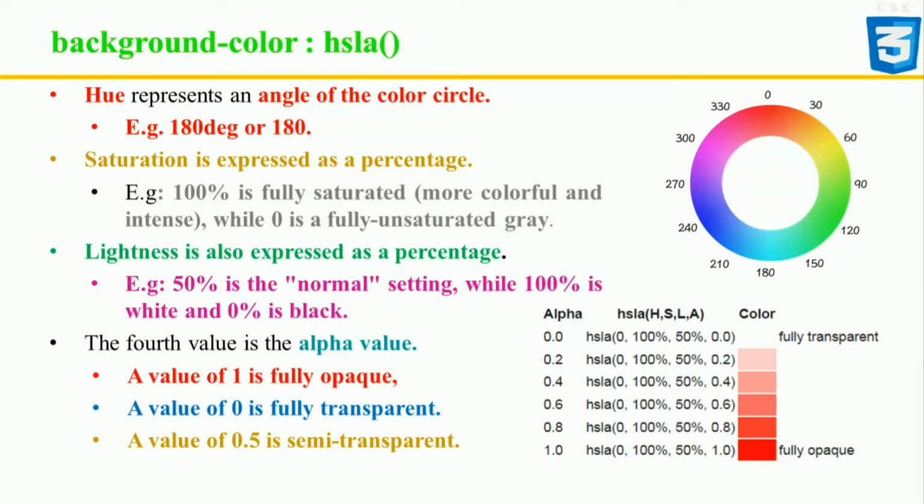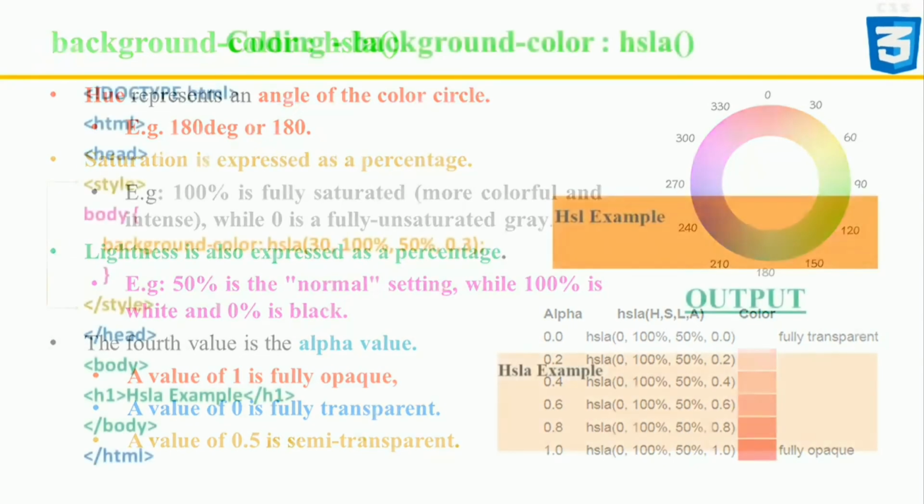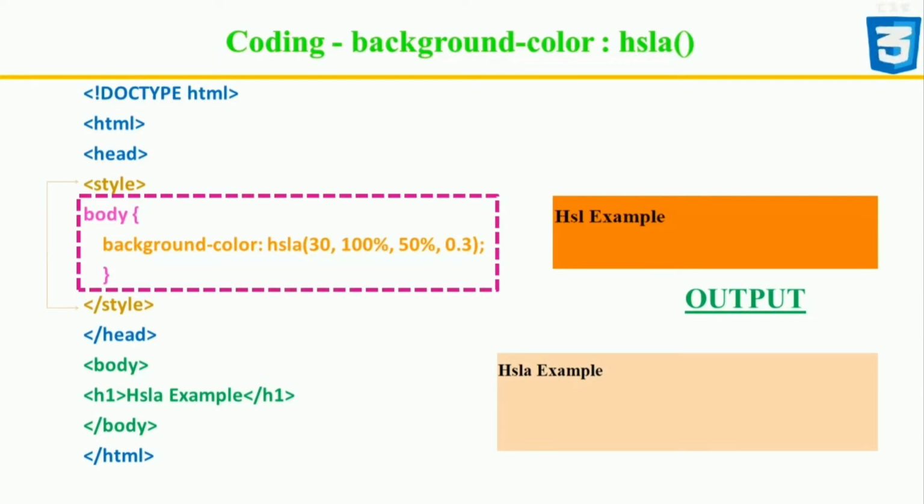The fourth value is the alpha value. It determines how transparent the color is. A value of 1 is fully opaque, while a value of 0 is fully transparent, and a value of 0.5 is semi-transparent. Here is an example of using the HSLA function to define a color for a web page. In this example, I am using the same color which I have used in the HSL function. But here I am using the background color with one different alpha value. The alpha is the color opacity, that is a number between 0 and 1. The alpha value is set to 0.3 and it will display a very transparent solid orange.